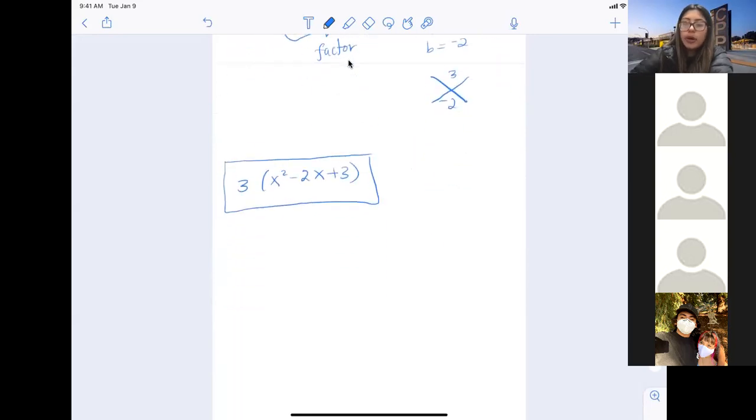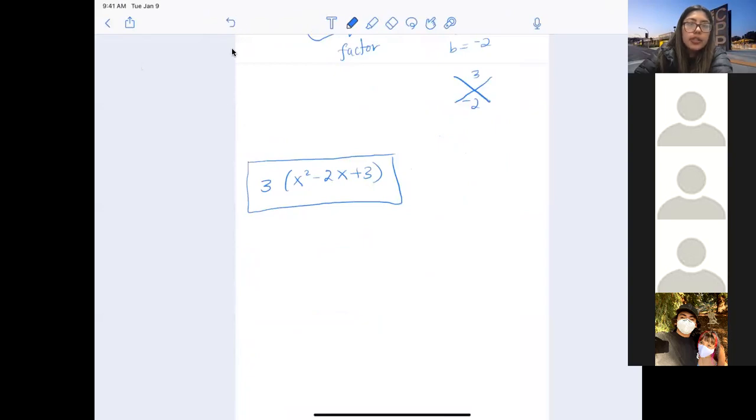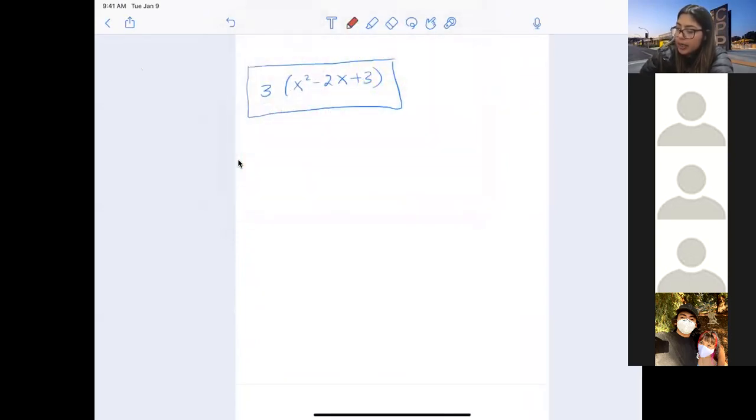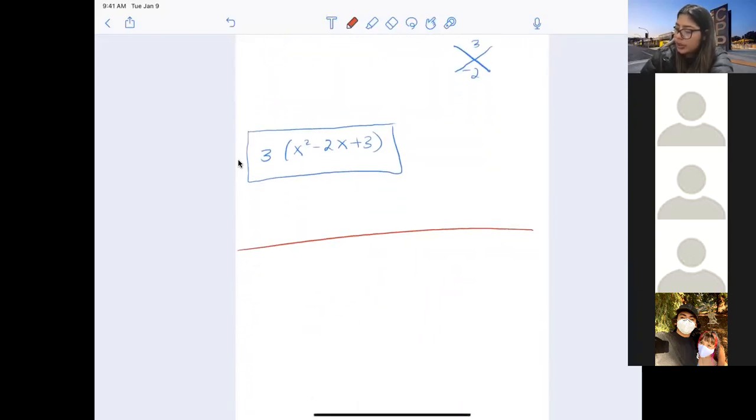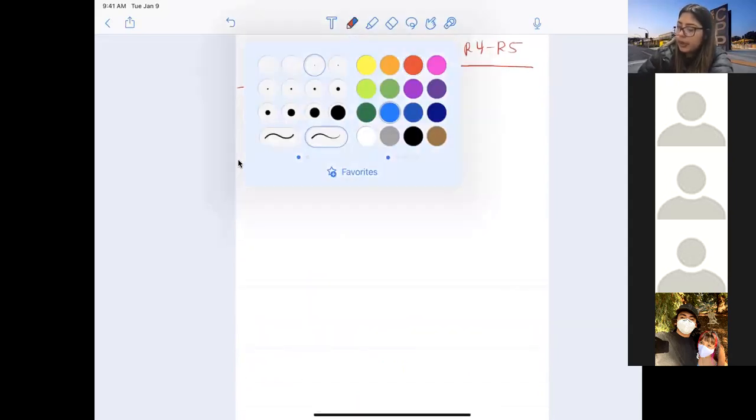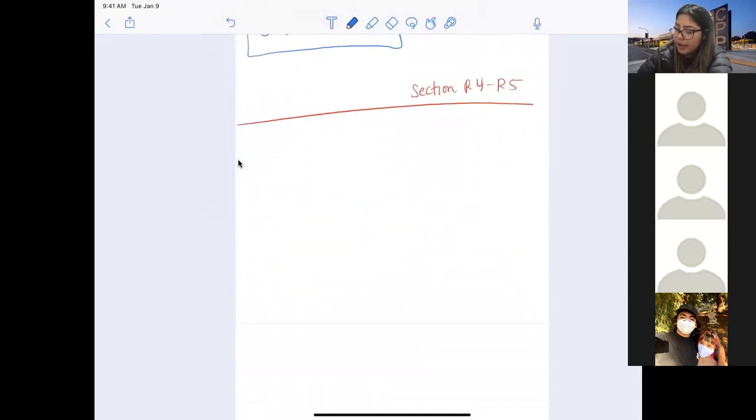All right, so that was question 4. I'm going to move on to question 5. Question 5 says, now we're solving. Questions 1 through 4 were sections R4 and R5. I'm going in order by sections. Now I'm going to go over chapter 1. Question 5 will consist of chapter 1, section 1, solving linear equations.